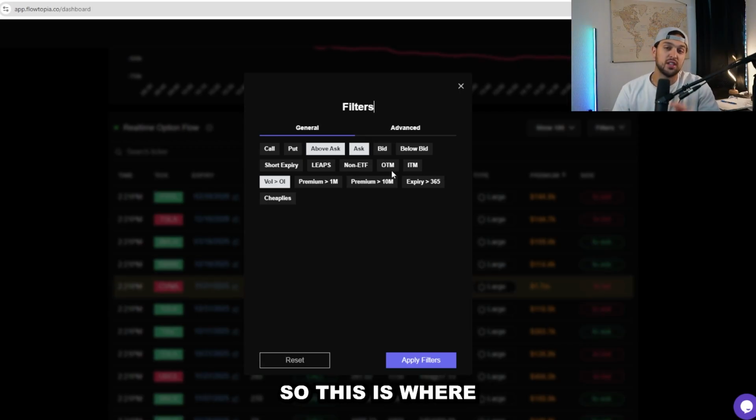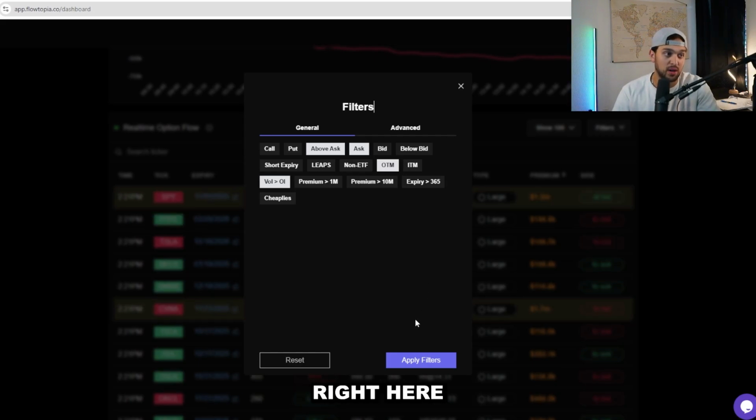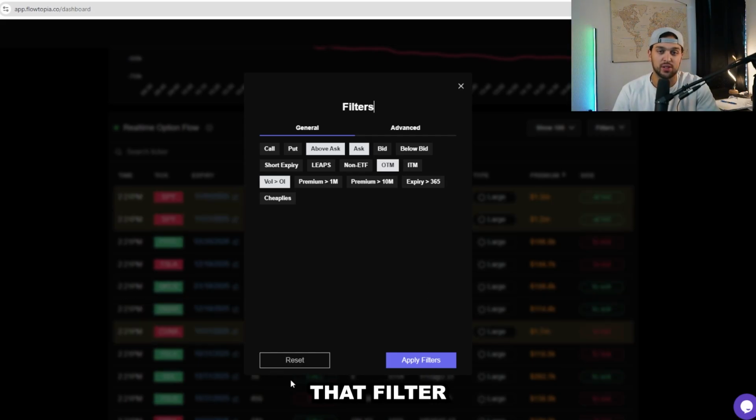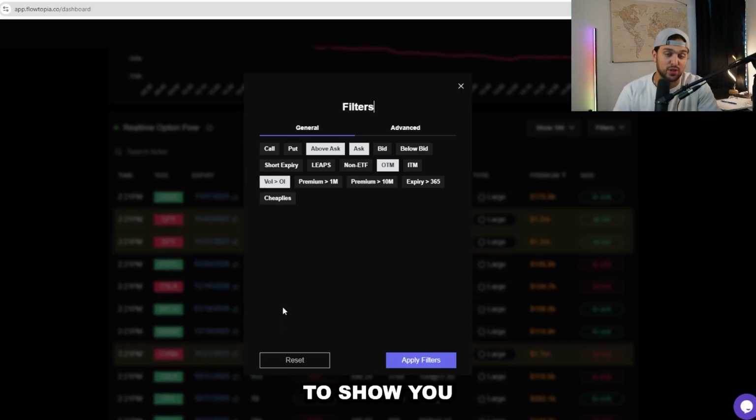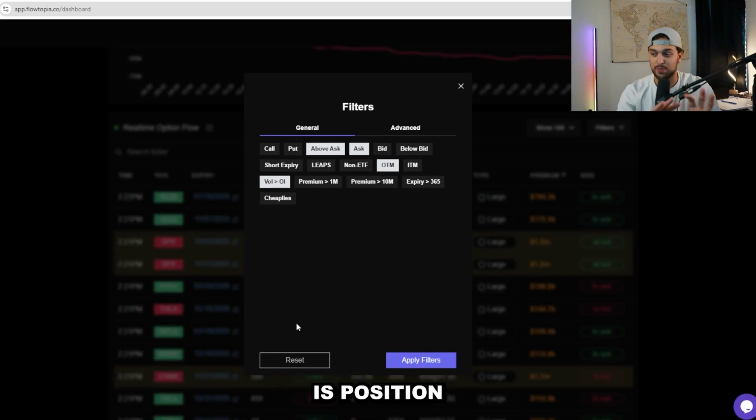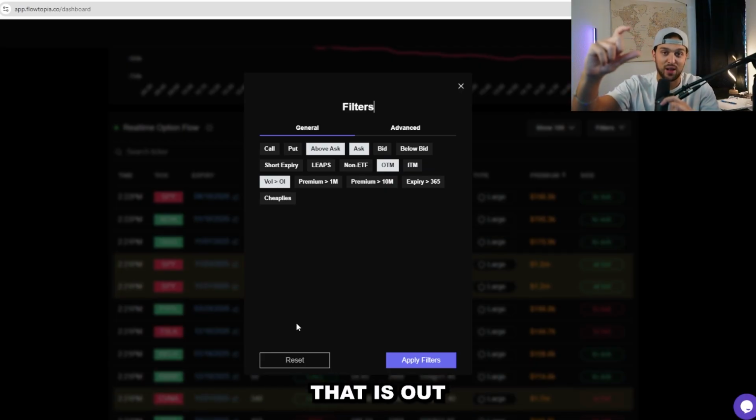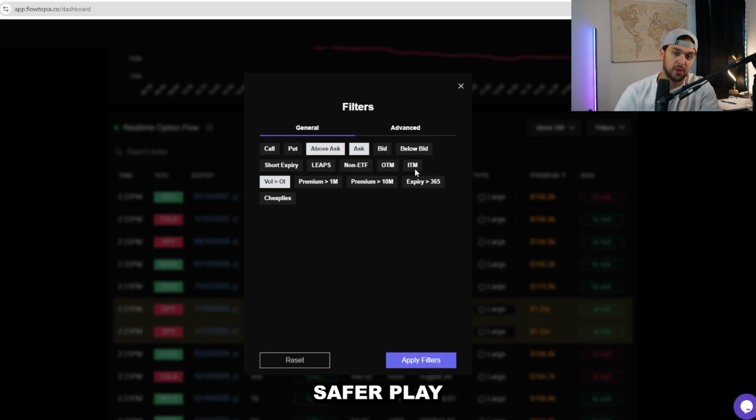Out the money. So this is where it gets interesting. If you want to make it a little more riskier, like contracts that might move a lot faster, you can do out the money right here and you can apply that filter. And this is basically going to show you very aggressive orders. They're opening a new position and they're looking at their contract is positioned for out the money. So this means that for them to make money, it has to move towards that strike that is out the money. In the money is more of a safer play, but I like to use it when I'm looking for more expensive contracts that I want to move a little bit slower.